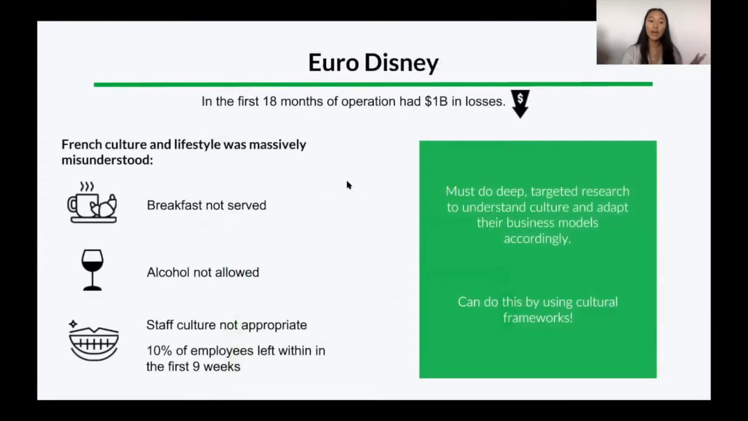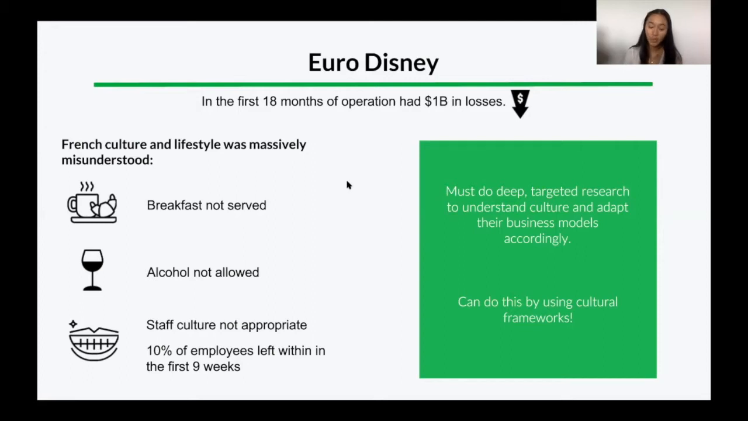So here we have an example that demonstrates the importance of cross-cultural management. And this is the failure of Euro Disney. In the first 18 months of operation, Euro Disney in Paris had almost $1 billion in losses. So you may ask, how could an improved version of a highly successful enterprise like Disneyland fare so poorly? Well, a large reason for its failure was its lack of cultural awareness and understanding. There was a massive misunderstanding of French culture and lifestyle.